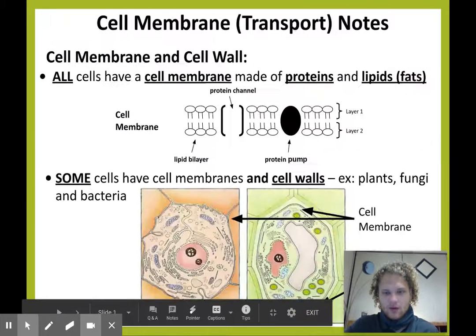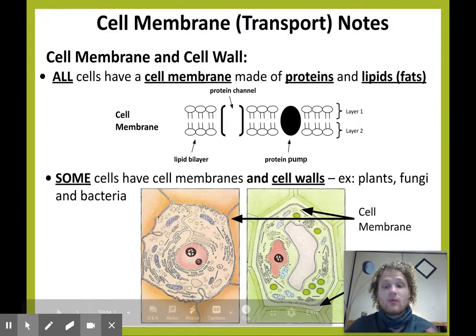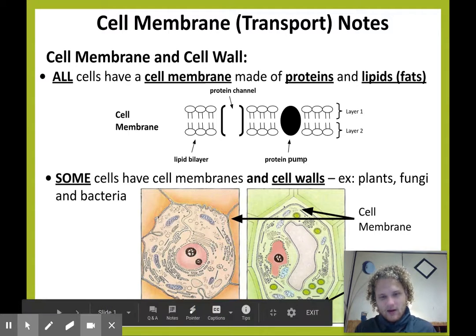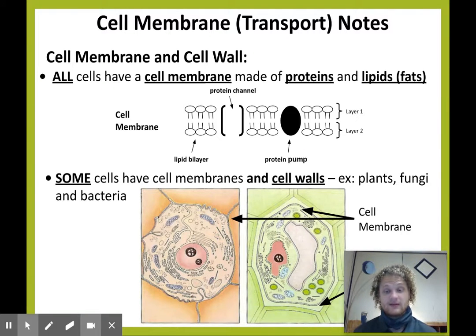All right, so taking a look at our cell membrane, the cell membrane, remember, is going to be on the outside of the cell. Okay, here's an animal cell, the very outside of it, whereas the cell membrane inside a plant cell is going to be just inside the cell wall. Keep in mind that it's slightly different. Remember, our cell membrane is made up of proteins and fats. Okay, we call these lipids.